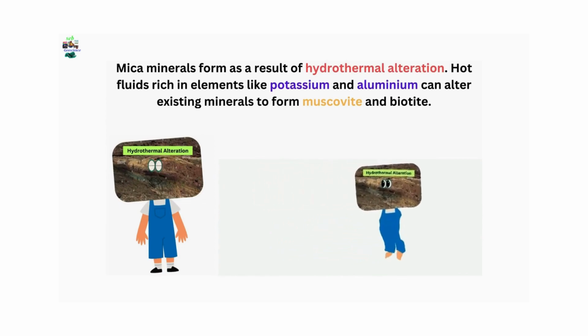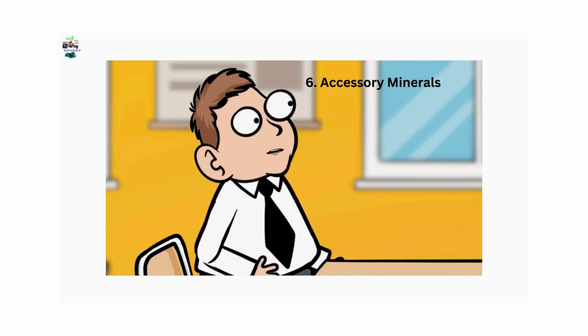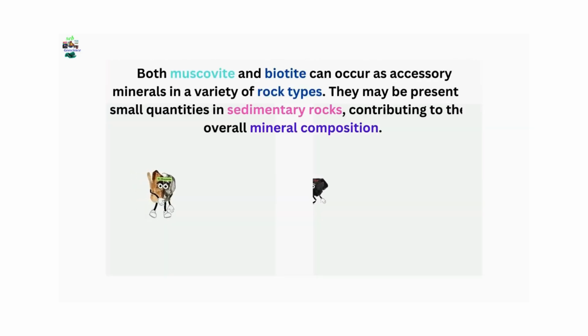Hot fluid rich in elements like potassium and aluminum can alter existing mineral to form muscovite into what? Biotite. Six, accessory minerals. Both muscovite and biotite can occur as accessory minerals in a variety of rock types. They may be present in a small quantity in sedimentary rocks, contributing to their overall mineral composition.